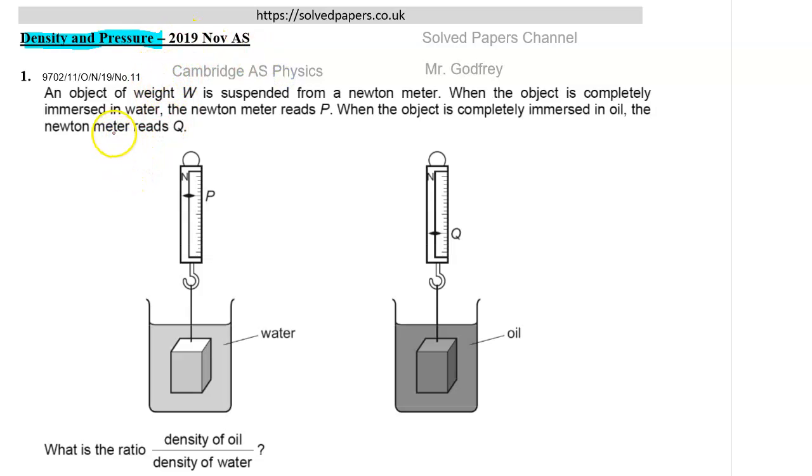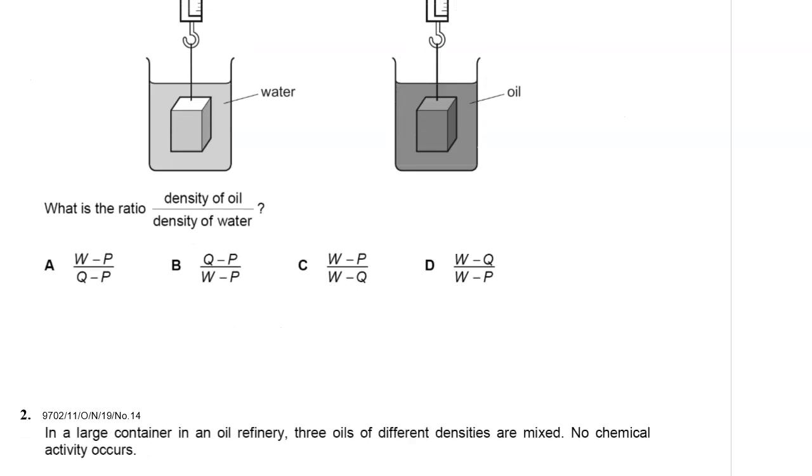Alright, let's get started with number 1. An object of weight W is suspended from a Newton meter. When the object is completely immersed in water, the Newton meter reads P. When the object is completely immersed in oil, the Newton meter reads Q. Alright, we have that information there. Let's see what is the question.